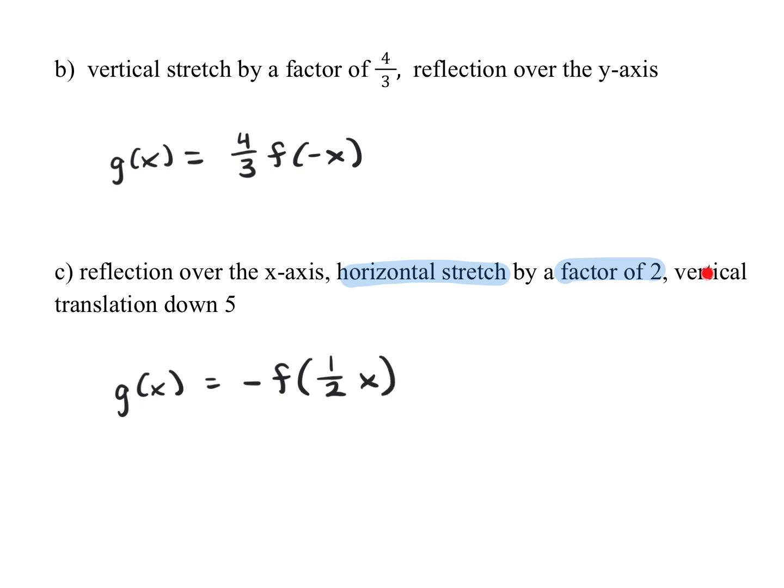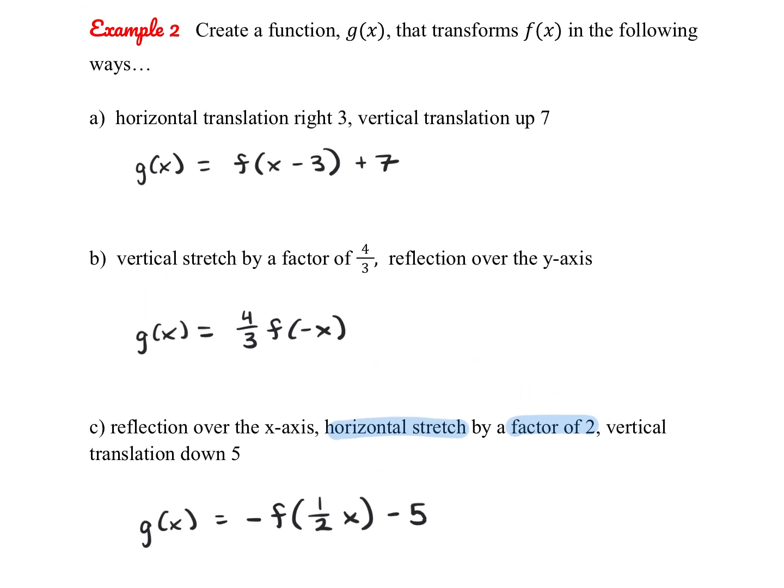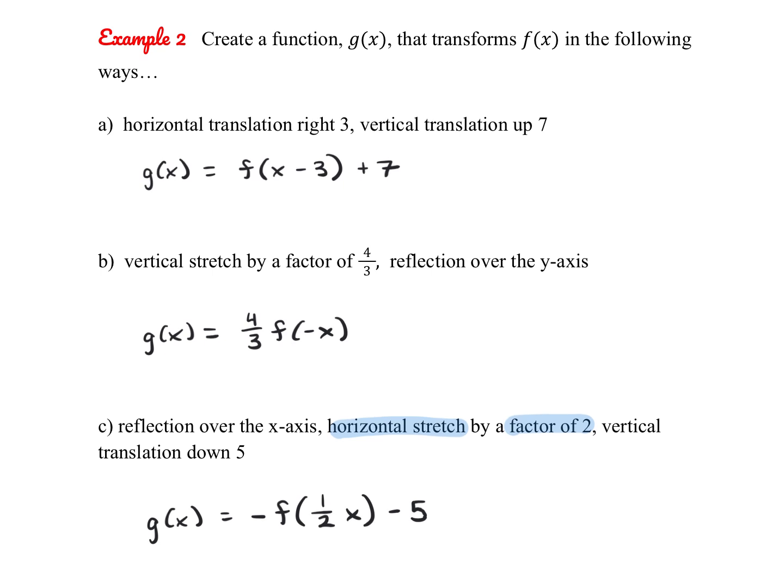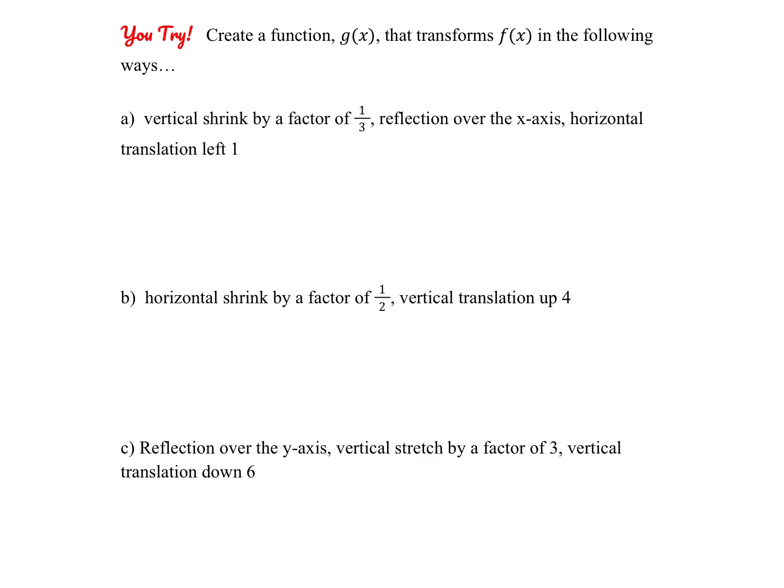And then we have that vertical translation down 5, so that goes outside of my function, and I'm just going to subtract 5. So there you have it. So this is writing in a function given transformations. All right, go ahead and pause the video and give these three a try on your own.